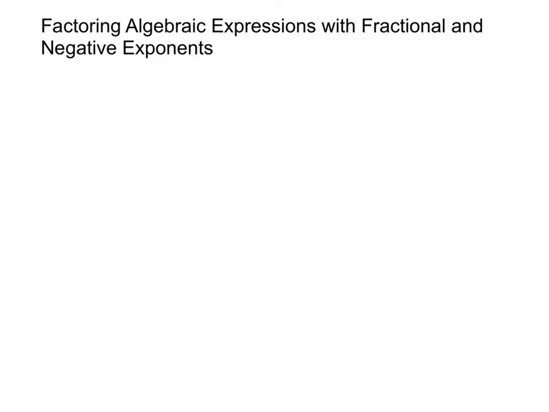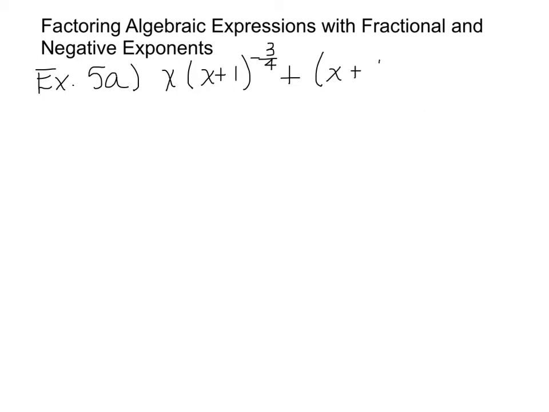Okay, our last type of factoring is when your terms have negative and fractional exponents. This is probably the most difficult concept to grasp, but I'm going to try to make it painless. Okay, so here you still want to pull out a GCF, and the common term, as you can see, is x plus 1. But our job is to figure out what's the most we can take out.